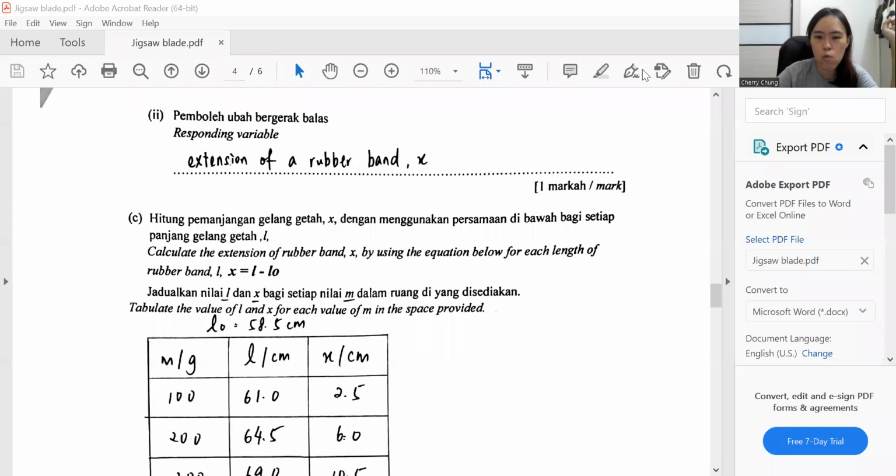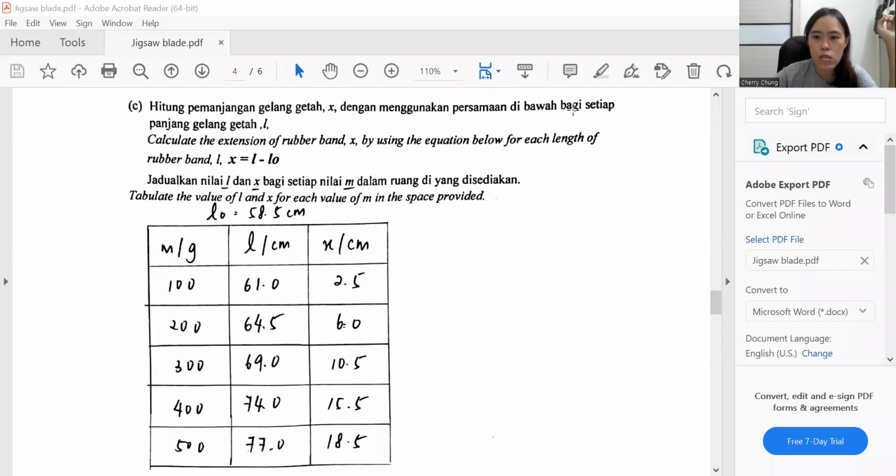As long as you see the word tabulate, it means your answer must be in table form. I know some of you like to just write the values as in an invisible table. Hello, everyone, you have to use a pencil and a long ruler to draw the table out.